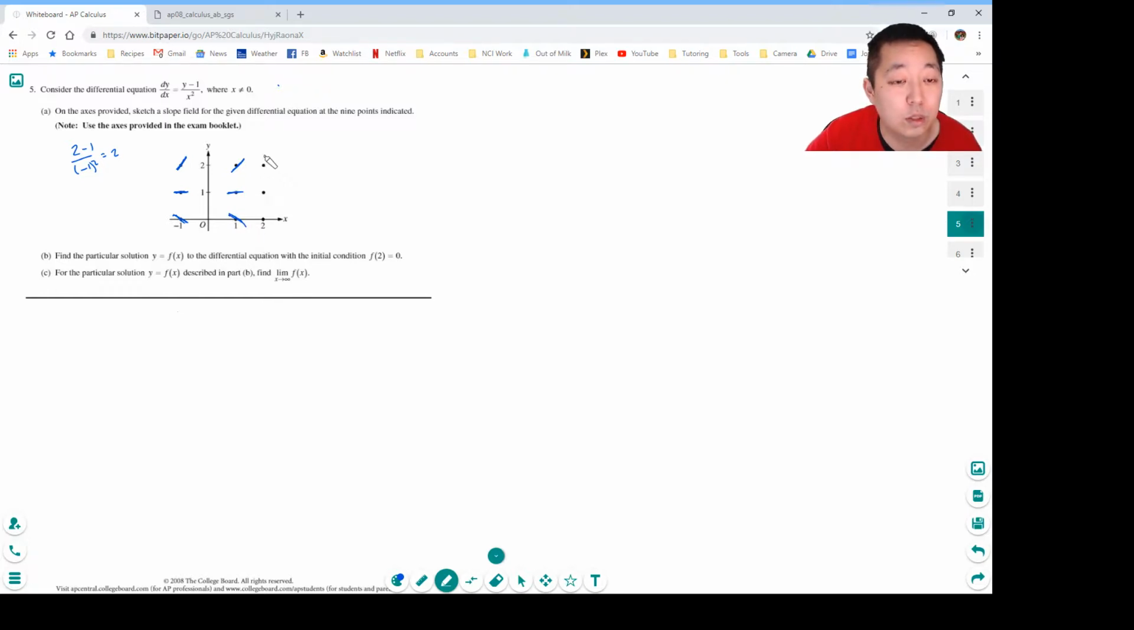Now, when x is equal to 2, it gets a little more interesting. When x is 2 and y is 2, I'm going to have 2 minus 1 over 2 squared. So that's 1 fourth. So it's going to be kind of pretty flat there. Here it's still 0 because y minus 1, 1 minus 1, is still 0 here. And then here when y is 0, it's going to be negative 1 over 4. So it's going to be like this.